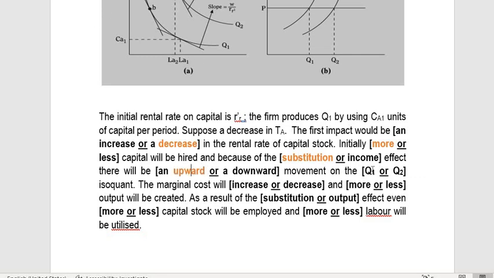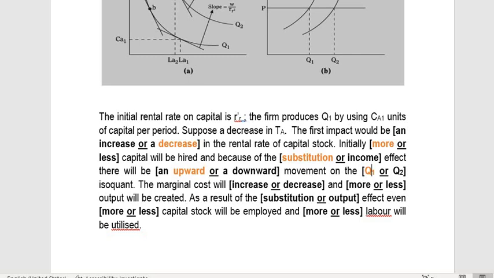on Q1. So as of right now, we are still on Q1. We had this decrease in the tax rate. This decrease in the tax rate reduced the rental rates of capital. And when the rental rates of capital reduced, we were able to use more capital in our production processes and less labor. And therefore you had that upward movement on Q1. We still have not moved from Q1.